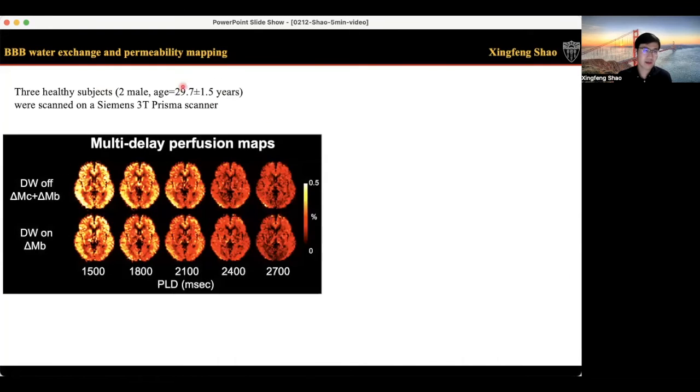We scanned 3 healthy subjects. Each column is a perfusion image acquired at a different post-labeling delay from 1.5 seconds to 2.7 seconds. The first row is without diffusion weighting, which means it's a typical ASL perfusion map that contains both capillary and tissue compartments. In the second row, we turn on the b50 gradients. We can see the signal intensity is slightly lower than the first row, which is because the capillary signal was nulled. But you can notice that at a longer post-labeling delay, the difference between the first row and the second row becomes smaller, which means the majority of signal has already entered the tissue space even before we turn on the diffusion weighting.